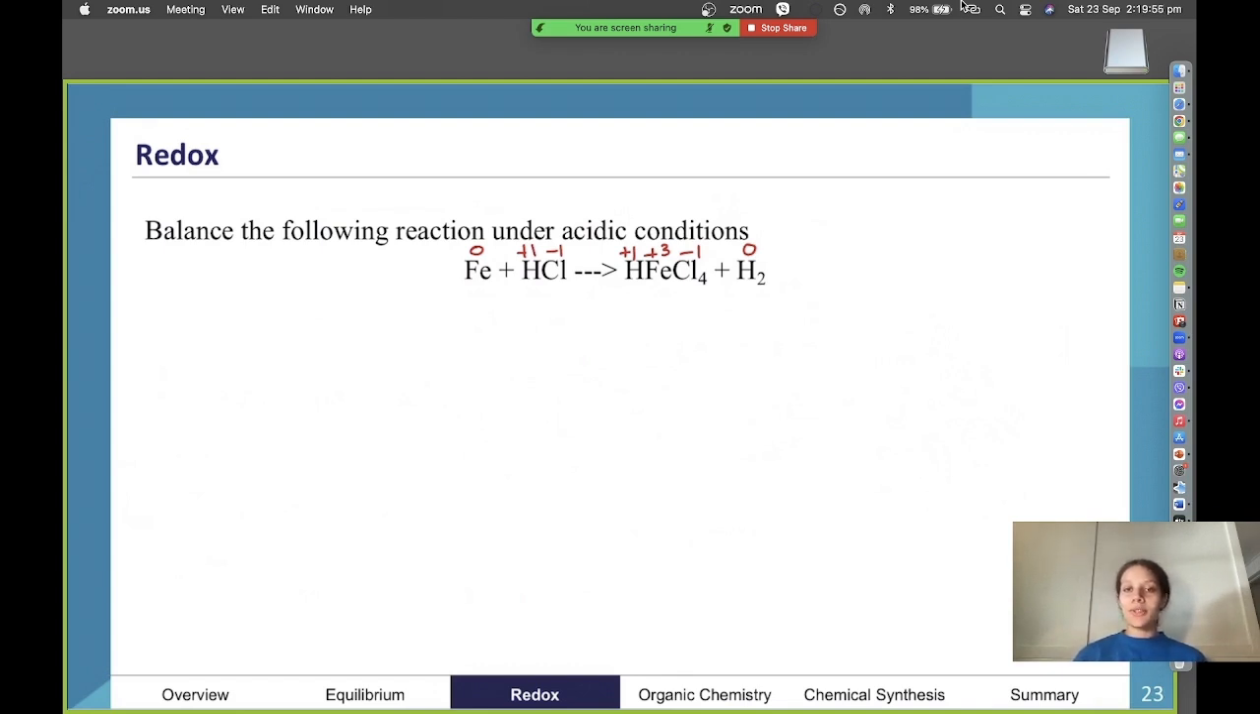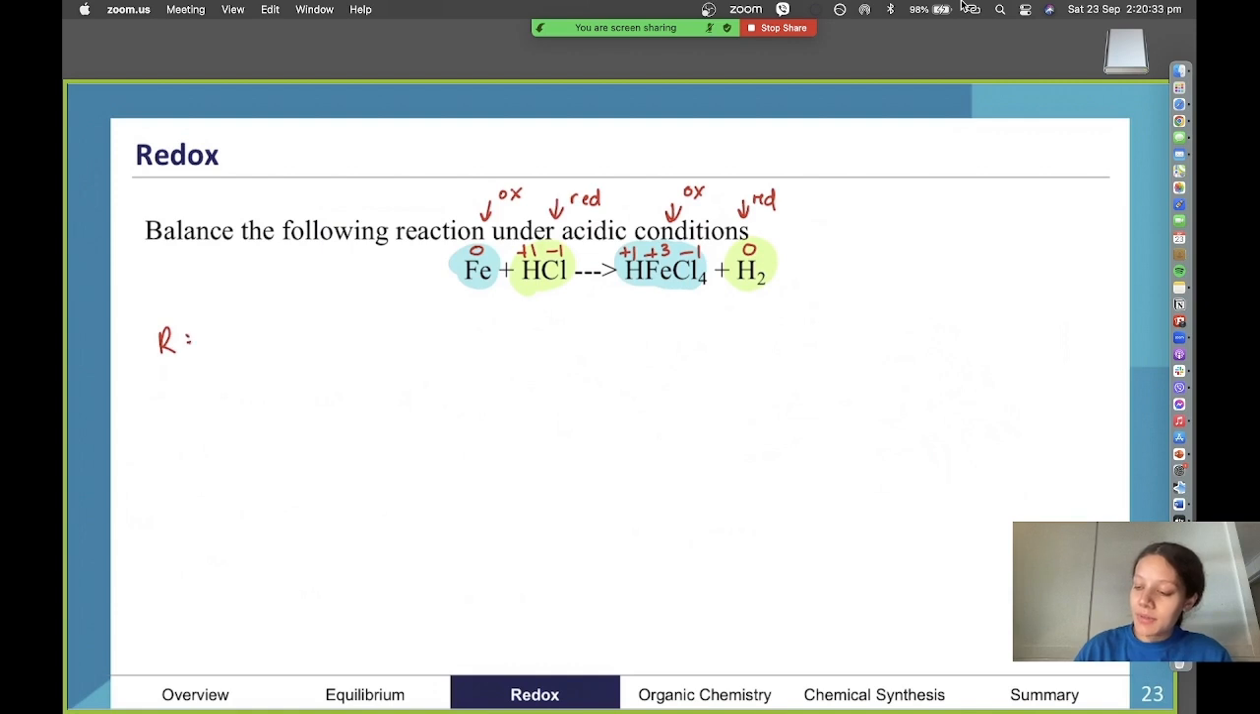So now we're going to figure out which one's oxidizing, which one is reducing. So for our iron, that's going from 0 to +3. That's an increase in oxidation number, so that's going to be oxidizing. And then for reducing, our hydrogen is actually going from +1 to 0, left to right. So then that's our other side. Okay, cool. So that's our half equations, and now we're going to go and balance those.